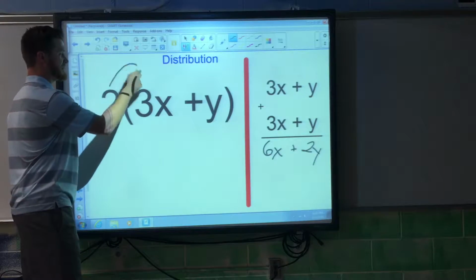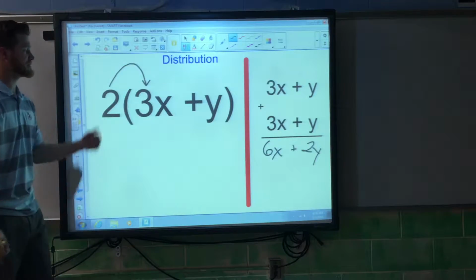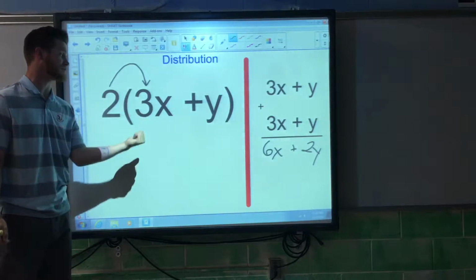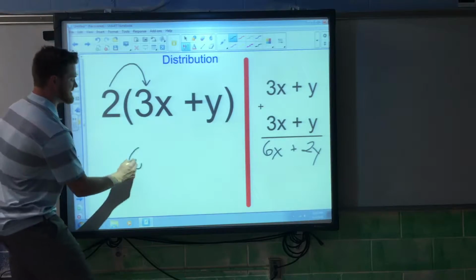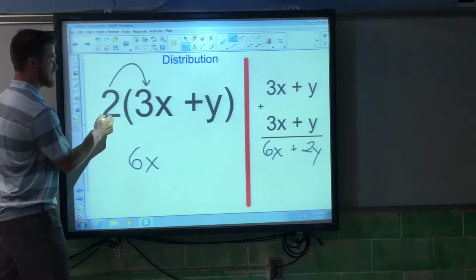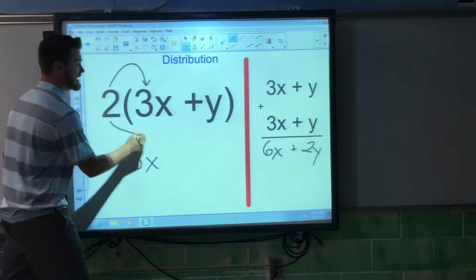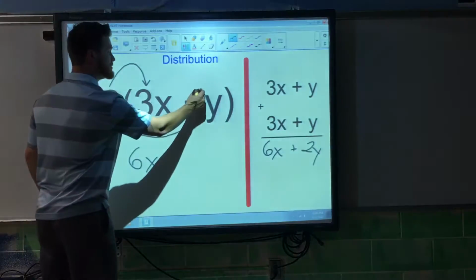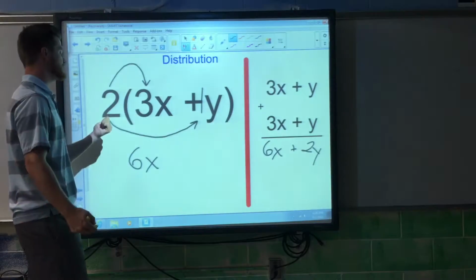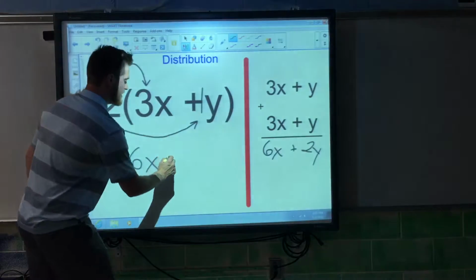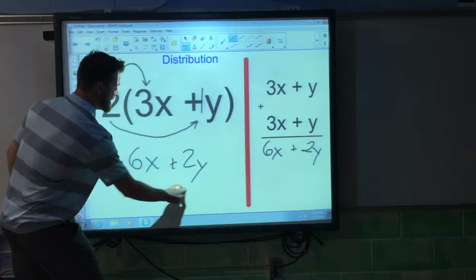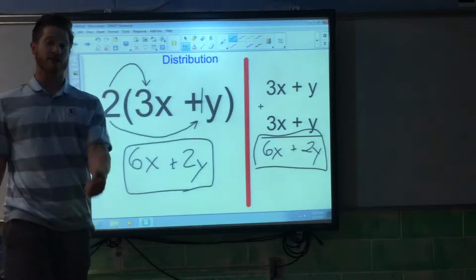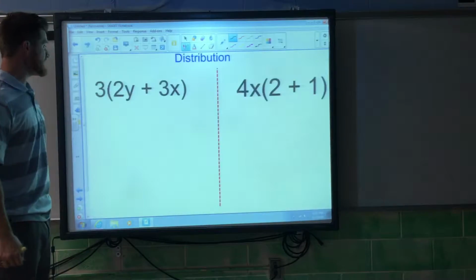We take the 2 and multiply it by the first term over here. 2 times 3x, well 2 times 3 is 6, so 2 times 3x would give me 6x. Now go under to the second term. 2 times positive y is 2y. Just like 2 times 1 is 2, 2 times 1y is 2y. Same answer, your preference. Let's move on.